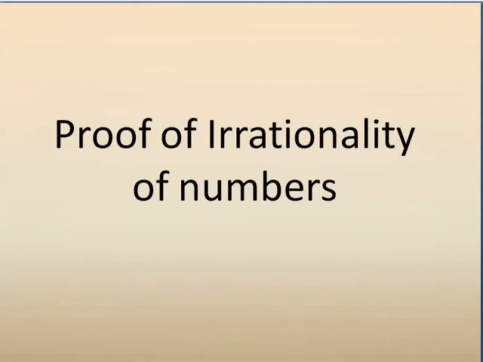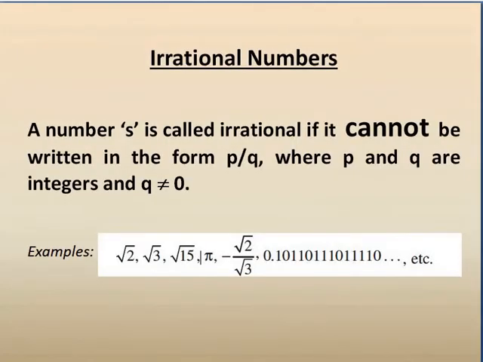Now before proving irrationality of numbers, let us see once again what we mean by an irrational number. A number is called an irrational number if it cannot be written in the form p by q, where p and q are integers and q is not equal to 0. So you know that root 2, root 3, root 15, pi are examples of irrational numbers. Here we will mainly focus on proving the irrationality of numbers like root 2, root 3, etc. So let us start learning how to prove them.